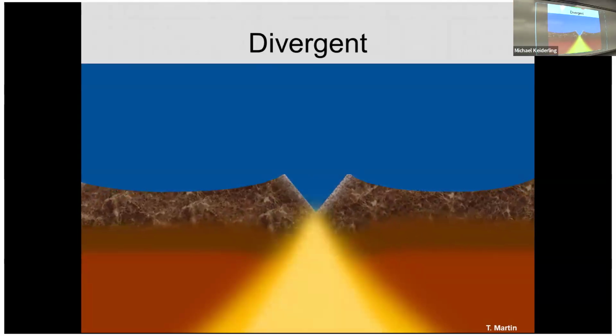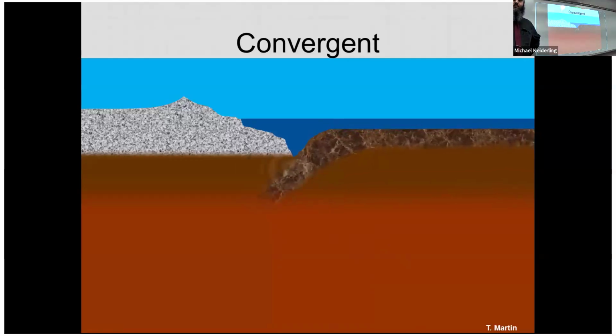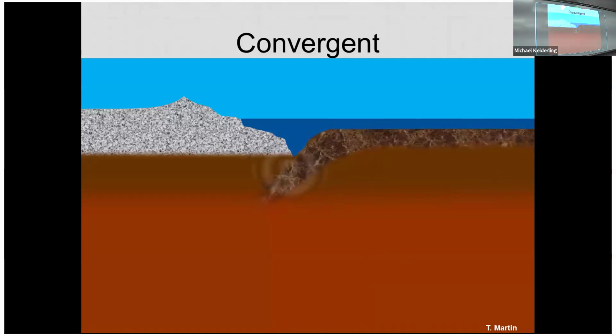This may also happen on continental plates as well. The next type of motion, convergent motion, happens when plates collide. Here we can see an oceanic plate subducting beneath a continental plate. As the plate subducts, it cracks and breaks, generating earthquakes.